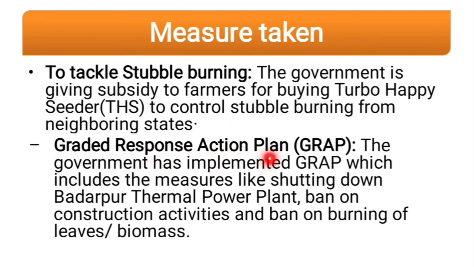Then the Graded Response Action Plan, abbreviated as GRAP. So what is GRAP? The government has implemented GRAP, which includes measures like shutting down the Badarpur thermal power plant, a ban on construction activities, and a ban on burning of leaves and biomass. These are completely banned by the government in these particular months.